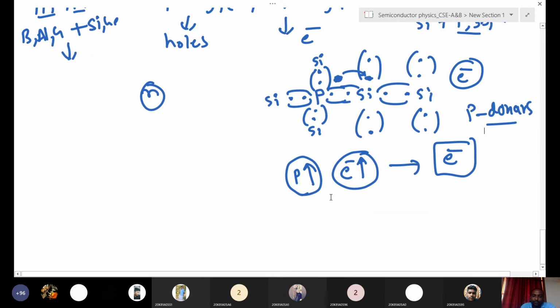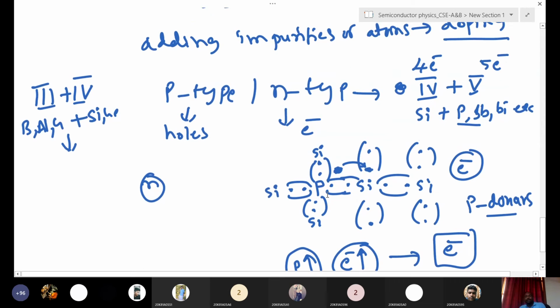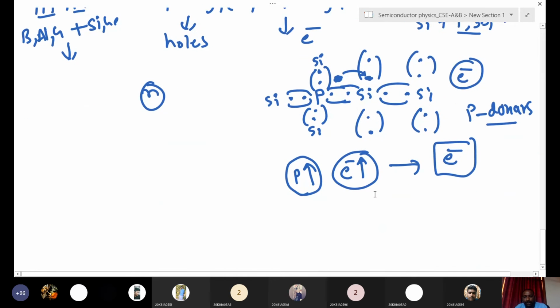Now see, once again. Here, fifth group phosphorus has how many electrons? Phosphorus has 5 electrons, right? Each phosphorus shares 1 electron with a neighboring silicon atom. If it is a material, there is not only one atom, there are several atoms. So suppose the silicon structure is like this. This is the silicon network.